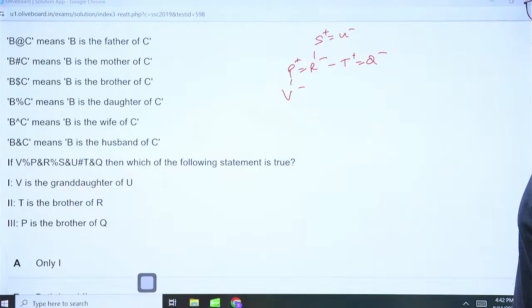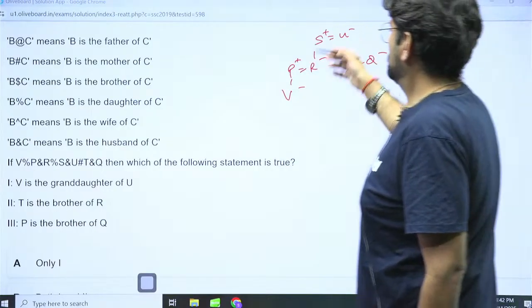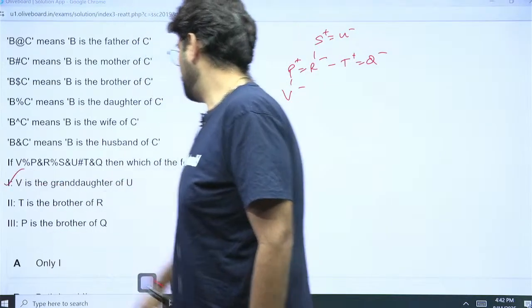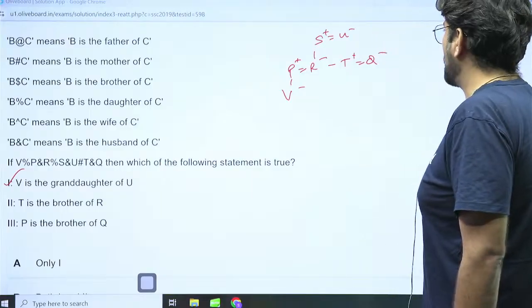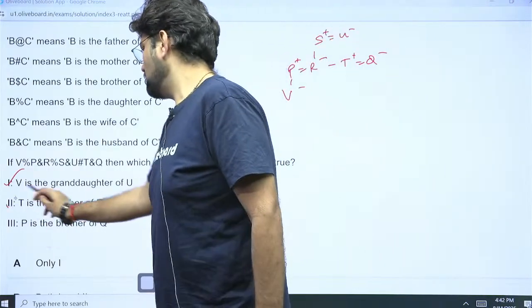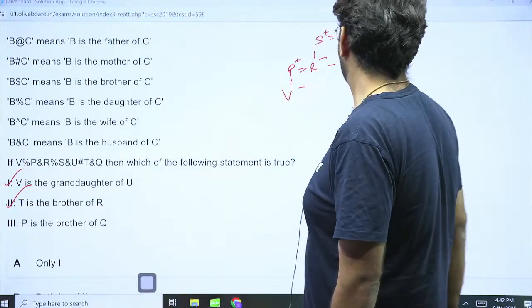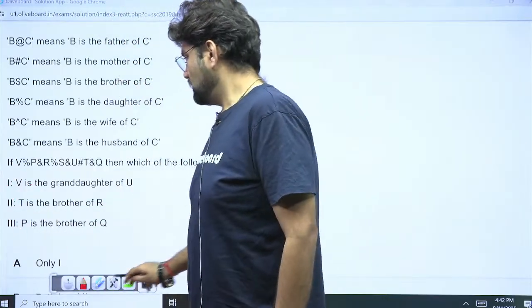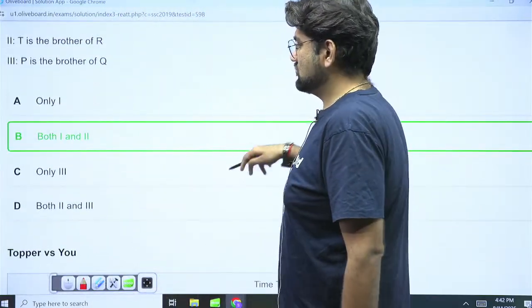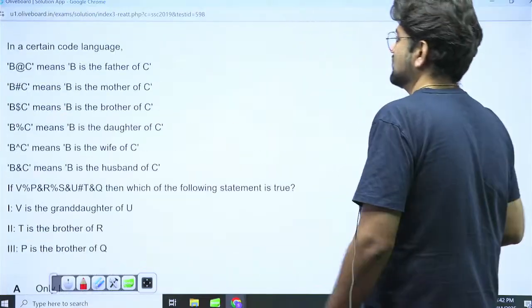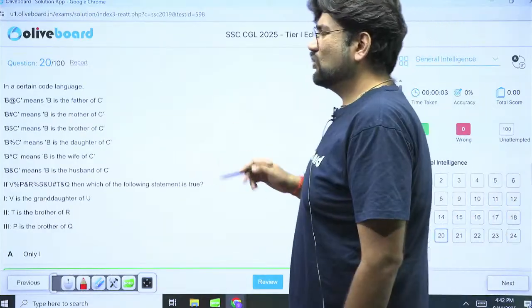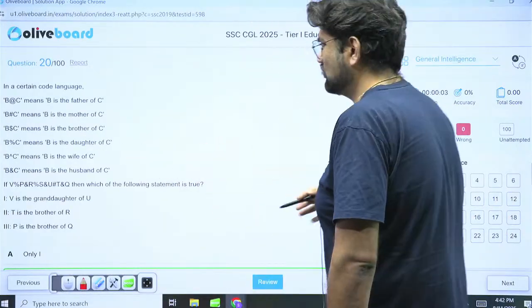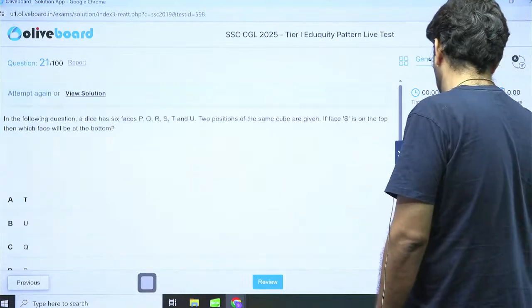V is the granddaughter of U. Yeah, she is the granddaughter of U. T is the brother of R. Yes, T is the brother of R. P is the brother of Q. Definitely not. P is not the brother of Q. So only 1 and 2 are correct. Option B is the right answer. 56 seconds. I don't know why. We could have been faster about this. It could have been done in 40 seconds max.